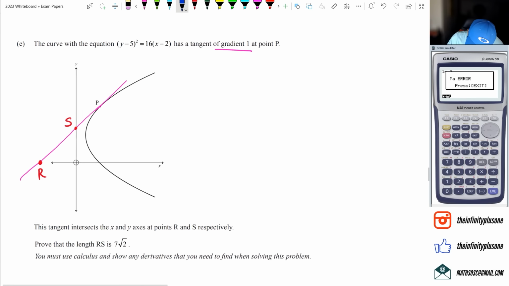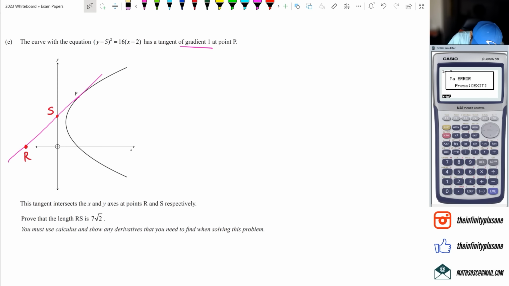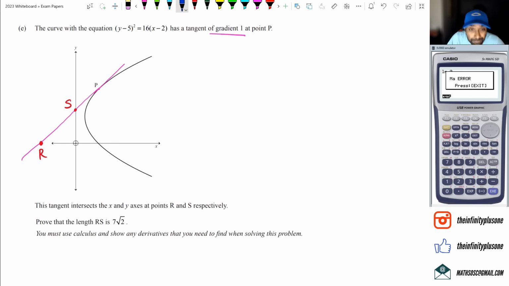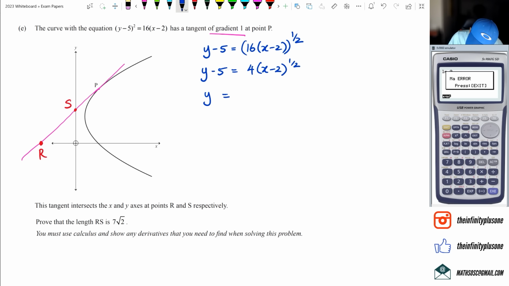All right, so the first thing we want to do is differentiate the equation here, but before I do that, I'm going to get rid of the squared. So I'm going to end up with y minus 5 is equal to 16 times x minus 2 to the power of half. And because it's to the power of half, 16 to the power of half is 4. Then I can say y is equal to 4 times (x minus 2) to the power of half plus 5.